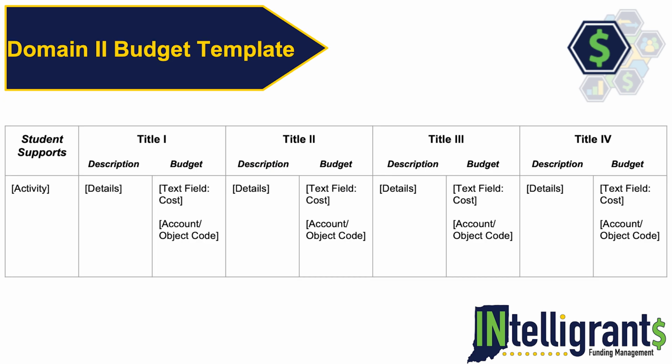On this slide, you can see an example of what the budget page would look like within the consolidated application before you begin entering your activities. The domain column will include a drop-down menu of applicable activities. Each grant then has space for you to describe the grant-specific approvable item with further detail and budget the costs within the appropriate account and object code. The budget categories will be covered in more detail in a later video.